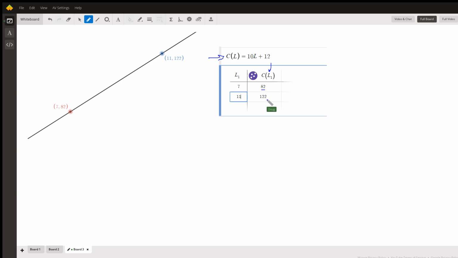And here's a little table showing that when you put these numbers into the cost function, you get the cost. And you could put other numbers in here, like if you wanted to know how many 5 lessons cost, put 5 in for L. 50 plus 12 would be 62.